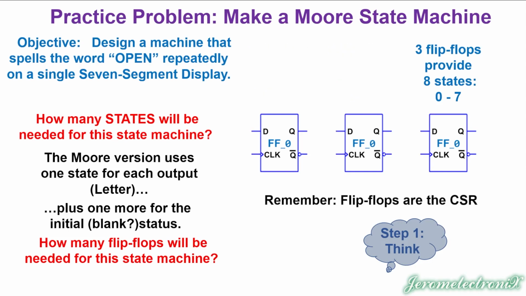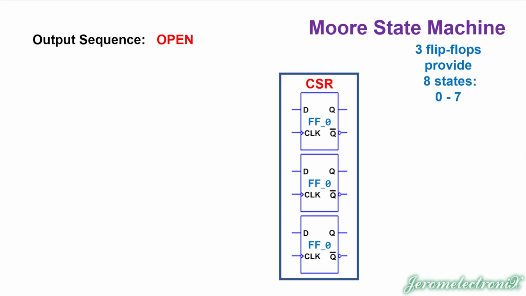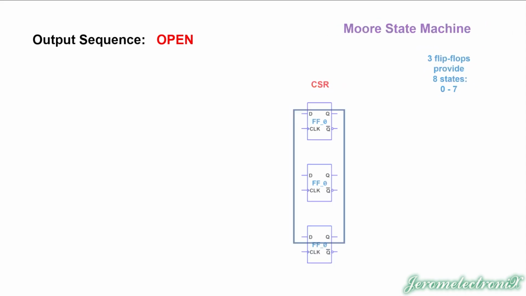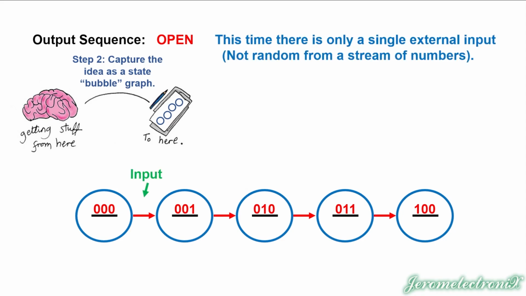So we're going to combine these into our CSR. It's kind of interesting that we build the CSR very first, even before we have written down the state transition graph, the bubble graph. So that's where we're starting. Step 2 is to capture the idea as a state bubble graph. So putting 5 states here, counting 0, 1, 2, 3, 4 in binary, putting lines below them because it's a Moore machine, and the input goes on the transition arrow. This time there's only a single input.